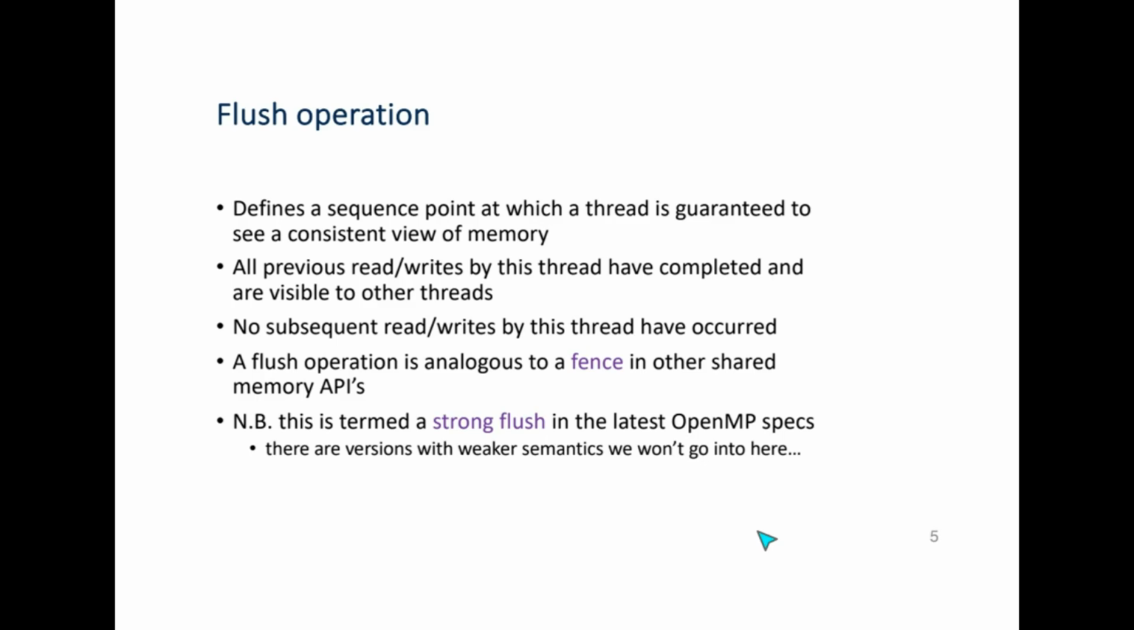So this is what's usually called a fence or a memory fence in other APIs. OpenMP's terminology is a little bit different from the classical literature and other APIs in this respect. The OpenMP memory model has evolved a bit. If you look at the current specs, this operation is now called a strong flush, and there are versions with weaker semantics that make different guarantees about reads and writes and so on. But I'm not going to go into that here.